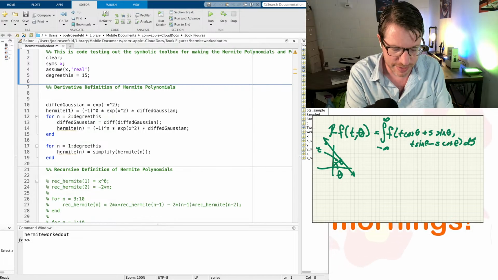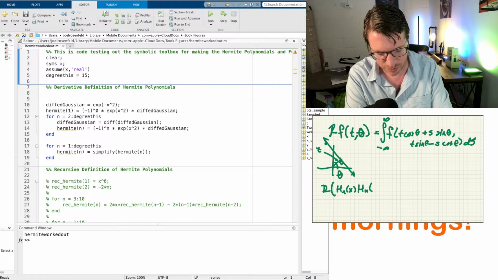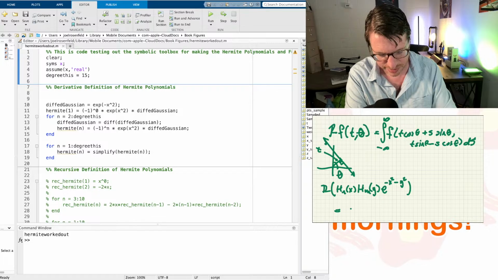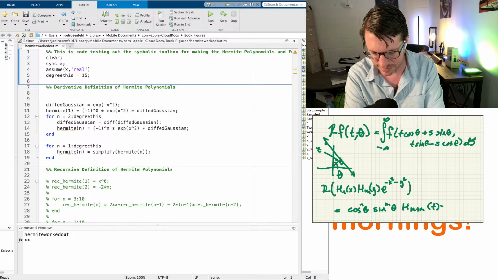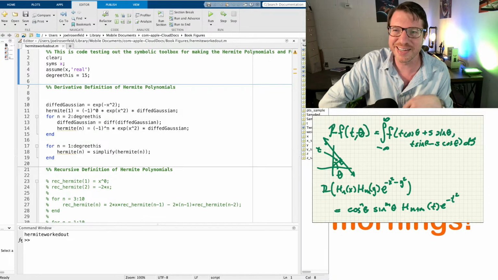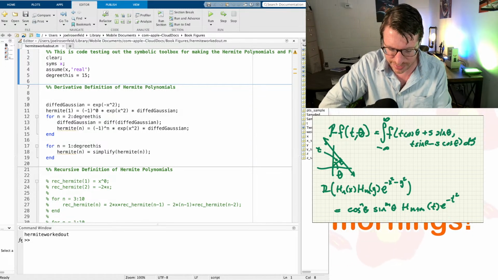What's really cool is that if you take the Radon transform of a Hermite polynomial of degree n in x times a Hermite polynomial of degree m in y times e to the minus x squared minus y squared, then ultimately what this gives you is cosine to the n of theta, sine to the m of theta, times H_{n+m} at t, and then e to the minus t squared. At least, I'm pretty sure that's what it gives you. I'm just doing this all off the top of my head. Anyway, the general idea is that you get this.